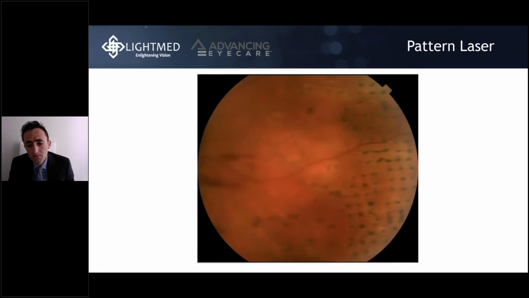These are some pictures of pattern scan laser scars. You can see how the laser scars are aligned regularly in the pattern that is consistent with probably a 3x3 pattern that was used to treat these patients.